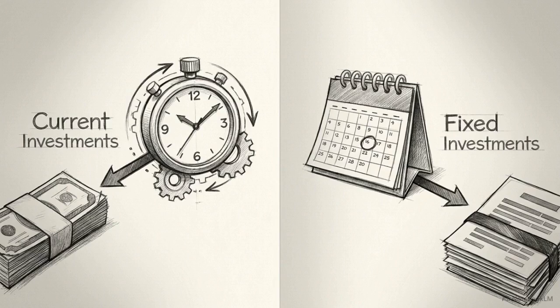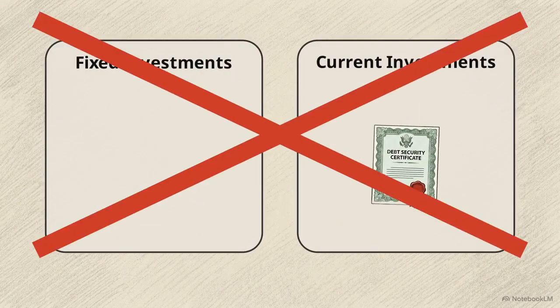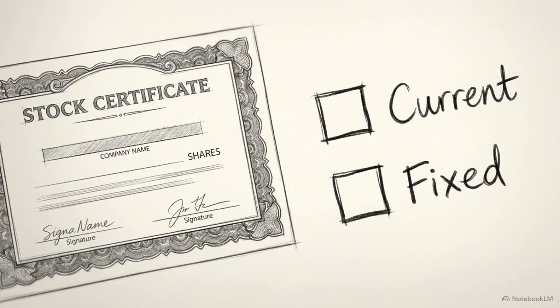Financial reporting divides these investments into two distinct categories: current and fixed. A common assumption is that the type of financial instrument automatically dictates its category, that ordinary shares are always one type and government bonds are always another. That is incorrect. Look at this bundle of corporate shares.